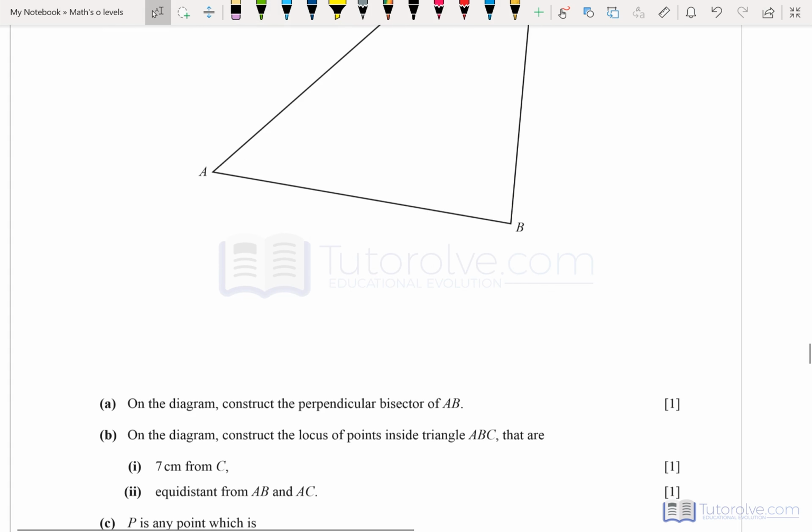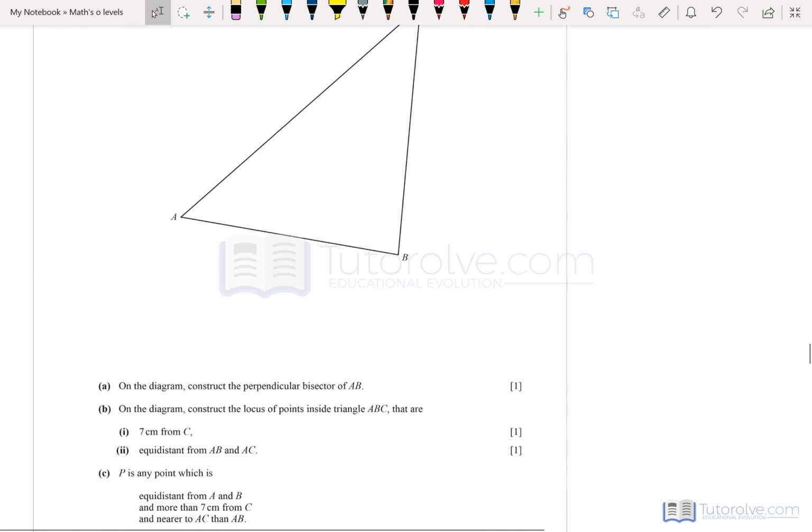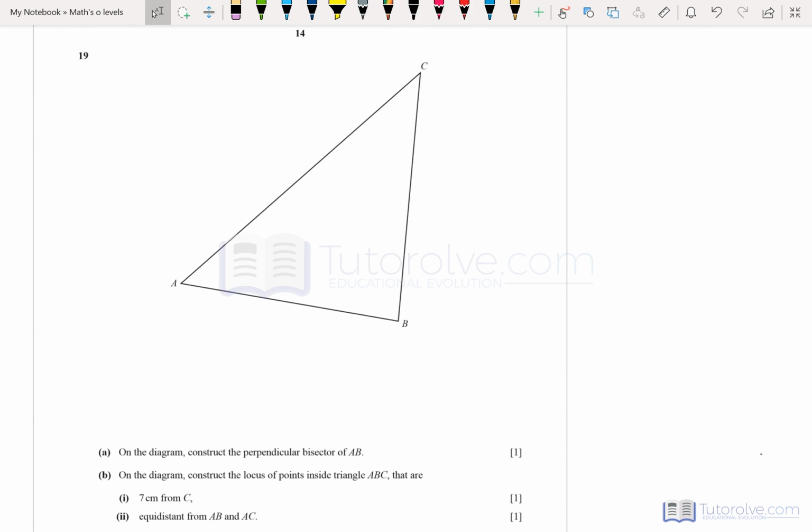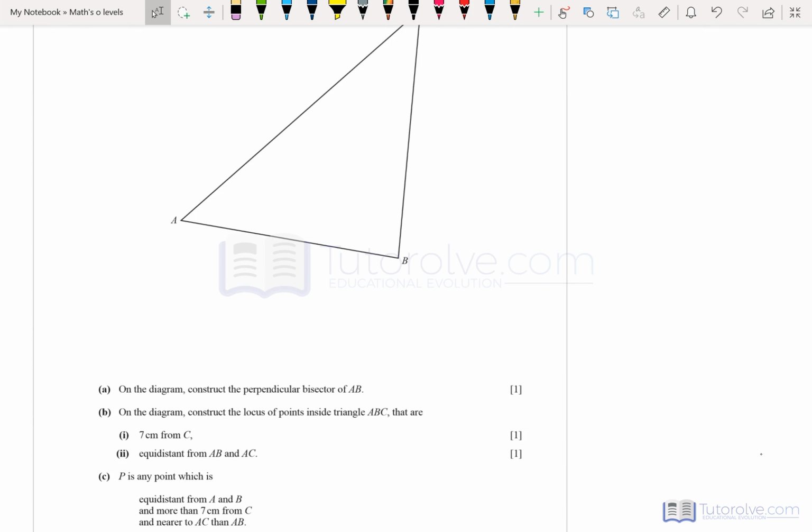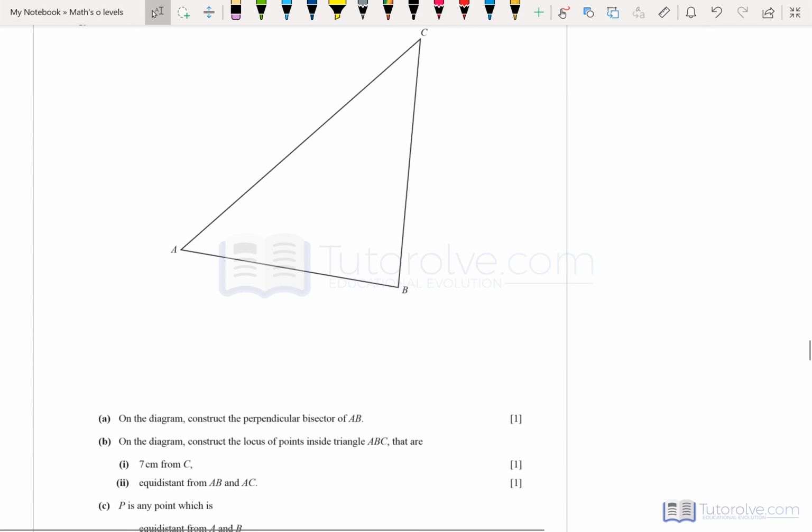For question number 19, they've given us this diagram. You should be very careful that you draw it to scale. I can't draw it to scale here, but on the diagram, construct a perpendicular bisector of AB. Basically, you place your compass at A first and then at B, and make arcs of more than half the length of AB. If you join these, you get the perpendicular bisector.